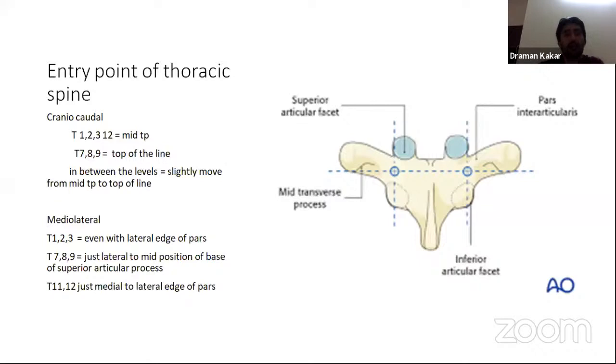The entry point of the thoracic spine is quite variable as compared to the lumbar region. So while putting screws in the thoracic region, it is necessary to remember, for T1, T2, T3, and T12, at the cranio-caudal junction, use the midpoint of the T2. While for T7, T8, and T9, use the top of the line. For the medial lateral angle, for T1, T2, T3, it is just lateral to the lateral edge of the pars. While for T7, 8, and 9, it is just lateral to the mid portion of the base of the superior articular process.